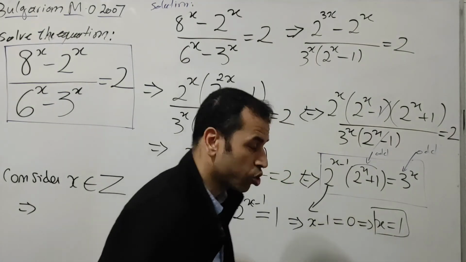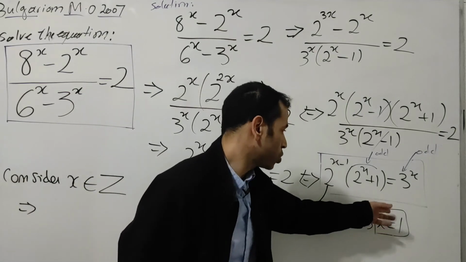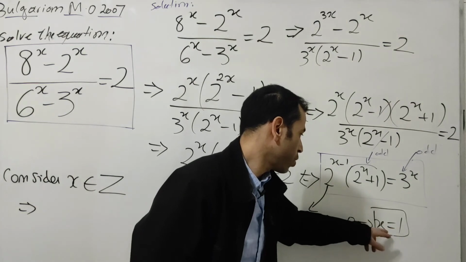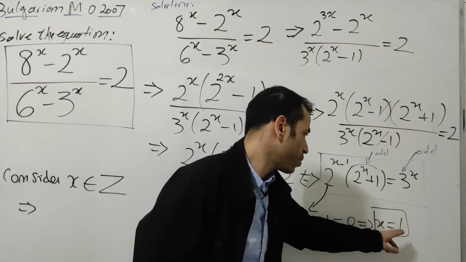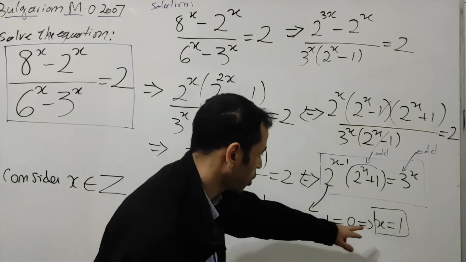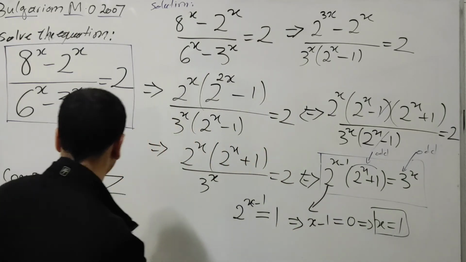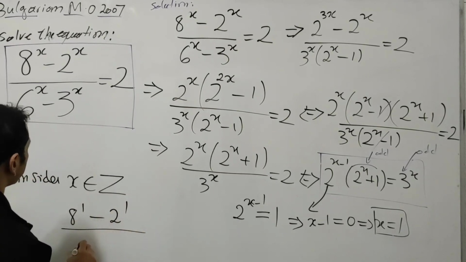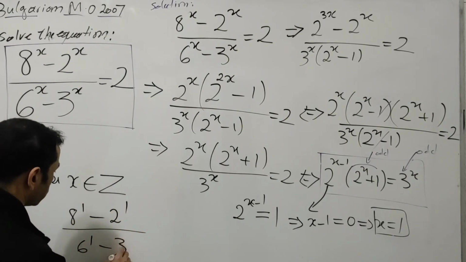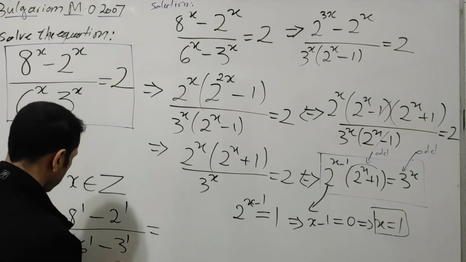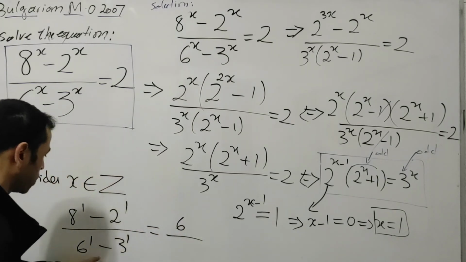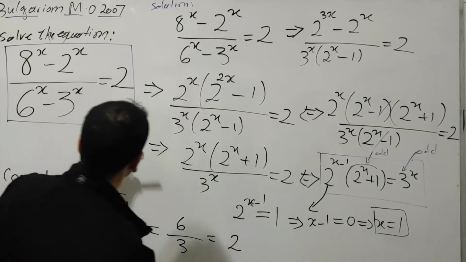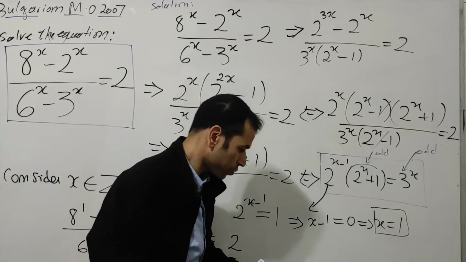Now our assumption was true. You can choose any set you want, because x belongs to any set. If you want to take x equal to 1 as a real number, you can take it. Let's check whether this solution verifies the equation. We have (8^1 - 2^1) / (6^1 - 3^1). 8 minus 2 is 6, 6 minus 3 equals 3. 6 divided by 3 equals 2, which verifies this equation. Now I am done with this problem.